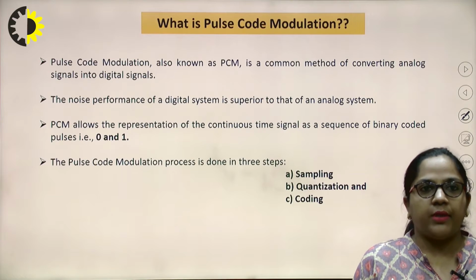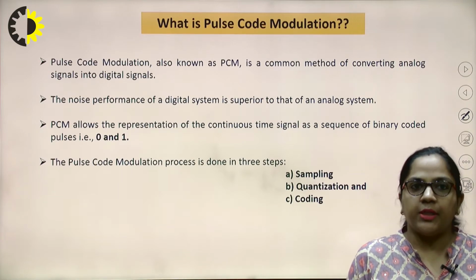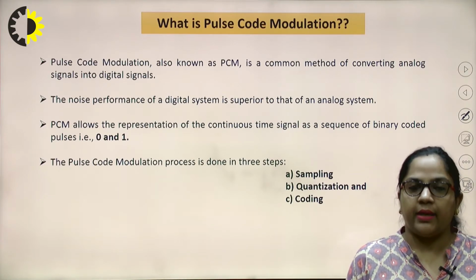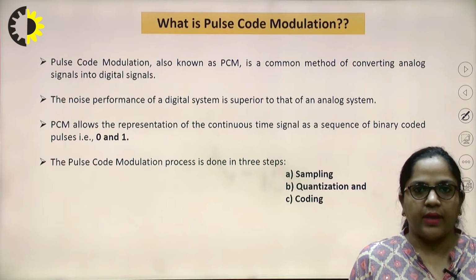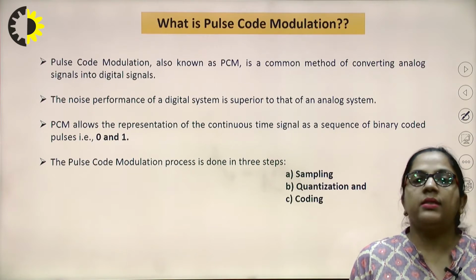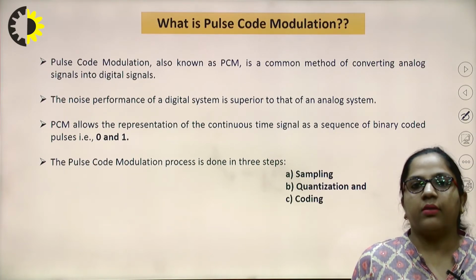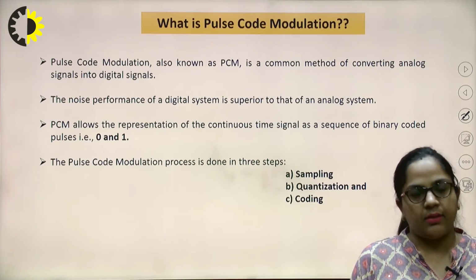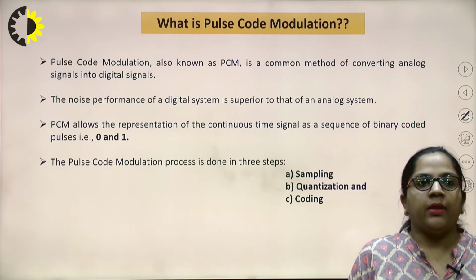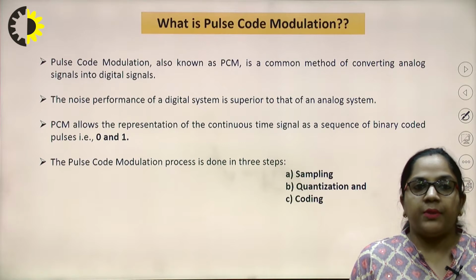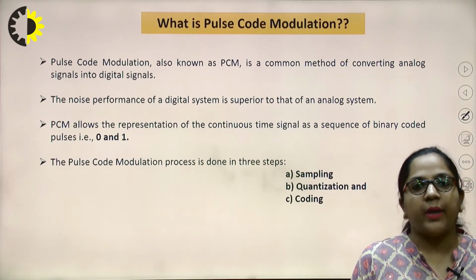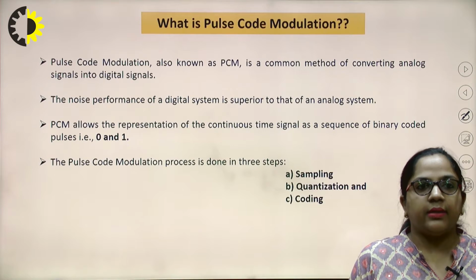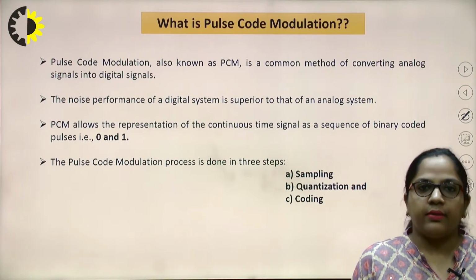The noise performance of a digital system is much better than that of an analog system. That is why we prefer digital communication techniques over analog communication techniques. And PCM is a kind of digital modulation technique. A PCM system allows the representation of a continuous time signal as a sequence of binary codes, that is, in the form of zeros and ones.